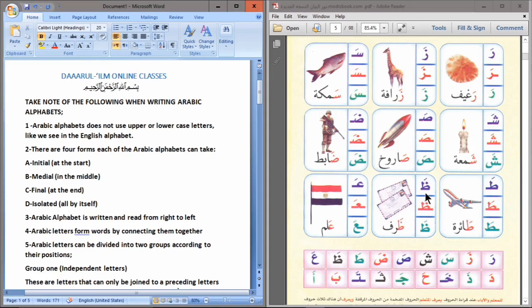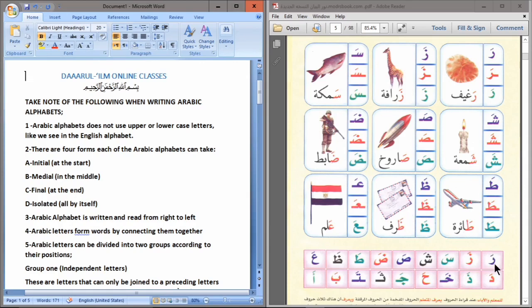This is also Zaw at the beginning, Zaw in the middle, and Zaw at the end. This is Ain at the beginning, how it looks like, and this is Ain in the middle, and this is Ain at the end. So all these are the next parts. So by this also, these are the letters.